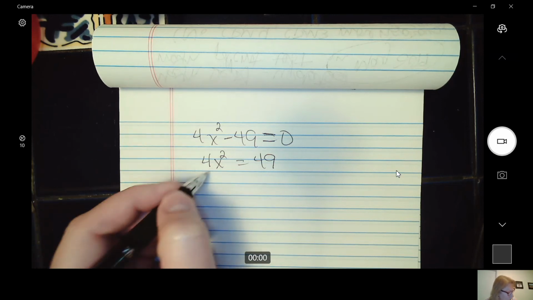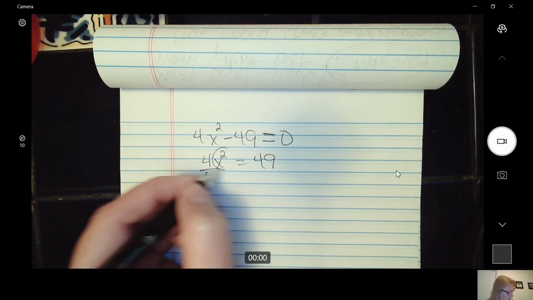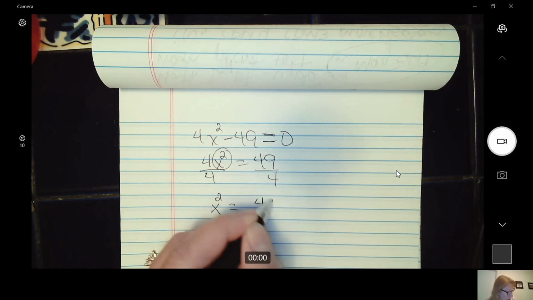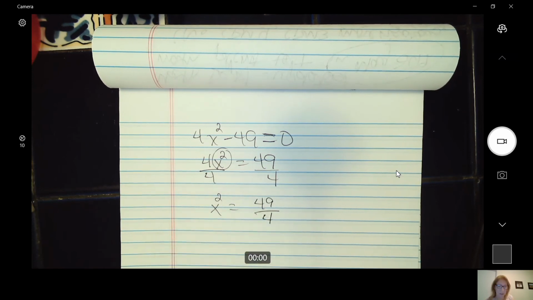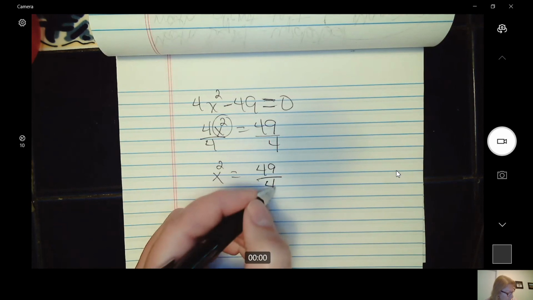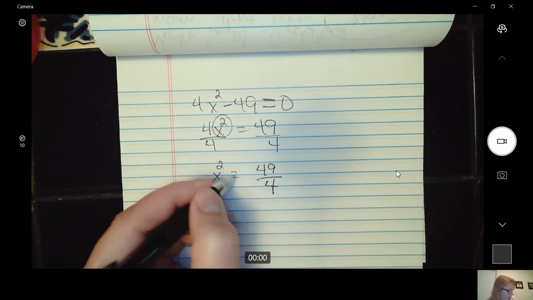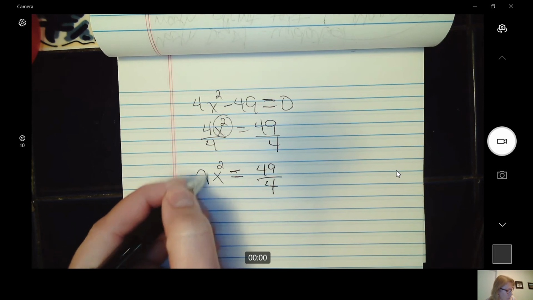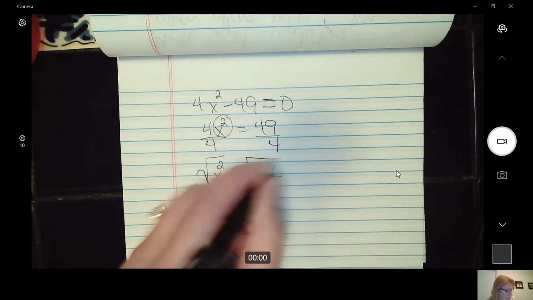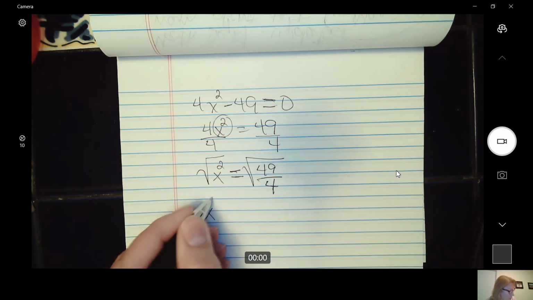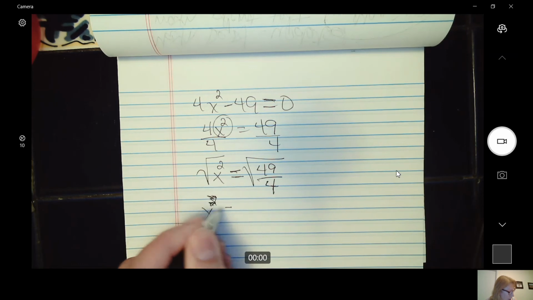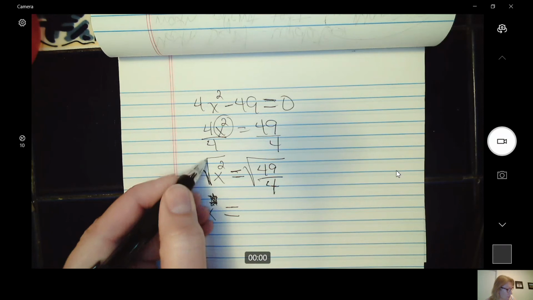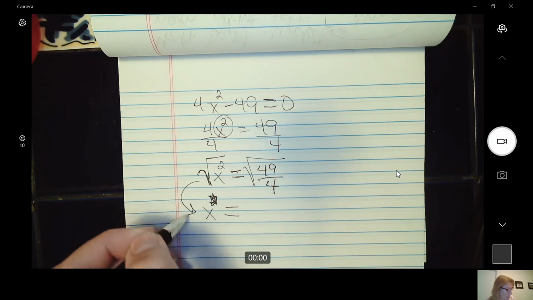Then I would like to divide both sides by 4 because I'm trying to get this part by itself. So now I have x squared equals this fraction. I'm just going to leave it an improper fraction, 49 fourths, because the last step, when you have x squared and you want to get back to x, is to take a square root, the inverse of squaring. Once you take the square root of x squared, that just becomes plain old x.